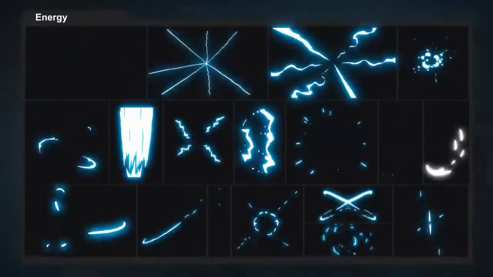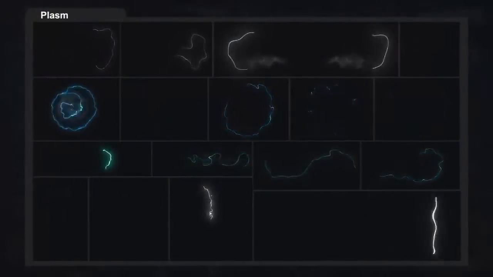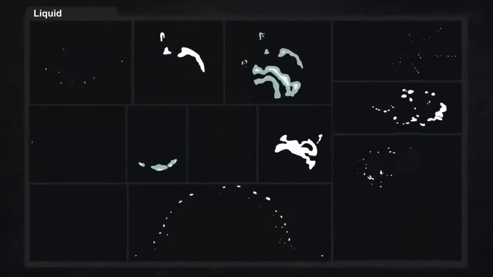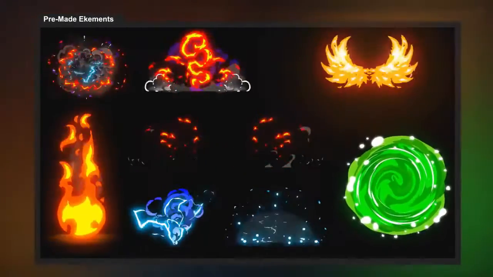Animated elements. Electric. Energy. Plasm. Explosions. Fire. Smoke. Splash. Bubbles. Liquid. Claw. Swish. Real smoke effects. 2 packs of combined elements.